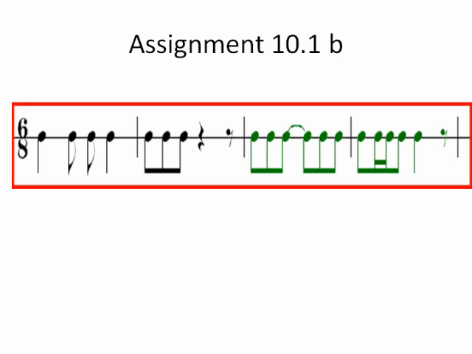Okay, going on. 10.1b. This has to do with 6/8 time, and also, if you notice, there is a tie. Some people are having trouble with the ties. Don't ask me why the second set of notes are green. I guess I'm just artistic, but they're not really supposed to be different, so don't get confused with that.